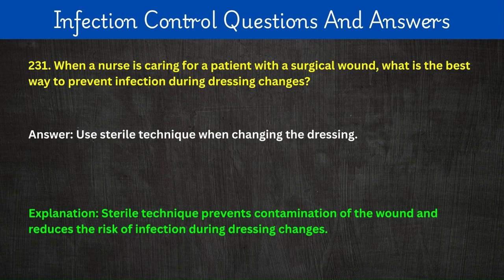231. When a nurse is caring for a patient with a surgical wound, what is the best way to prevent infection during dressing changes? Answer: use sterile technique when changing the dressing. Explanation: sterile technique prevents contamination of the wound and reduces the risk of infection during dressing changes.